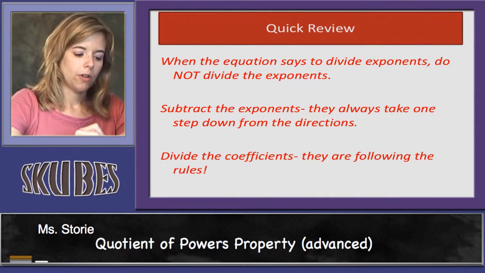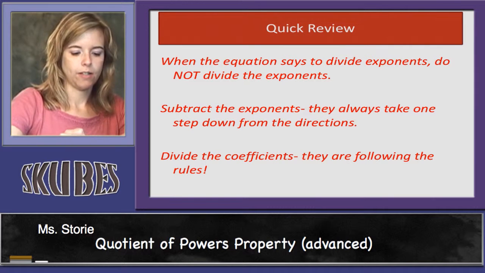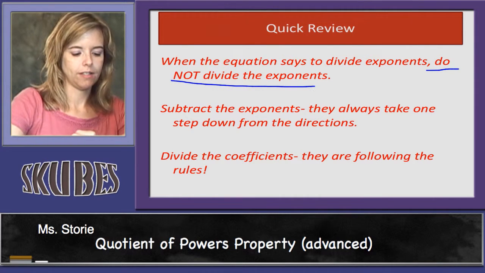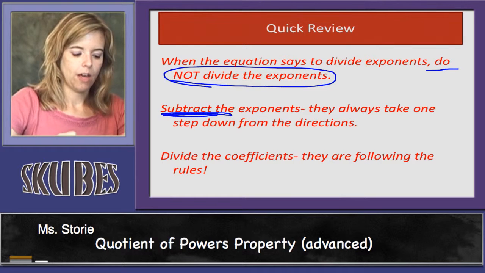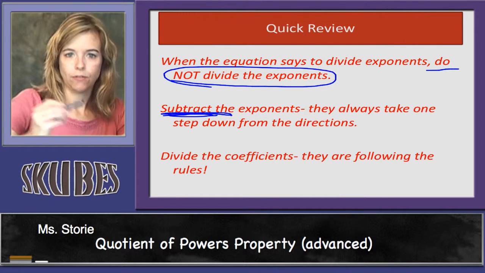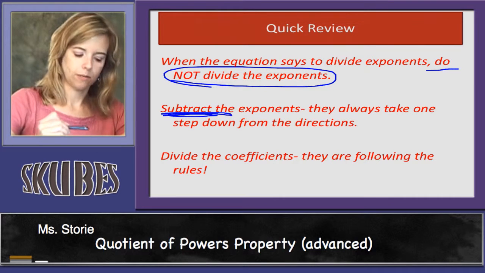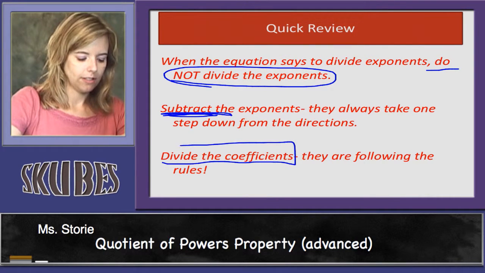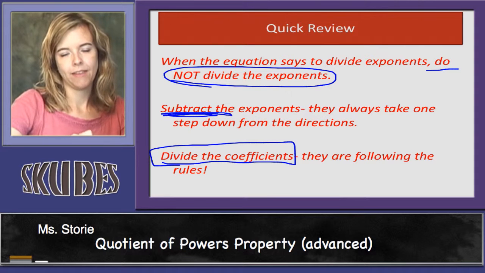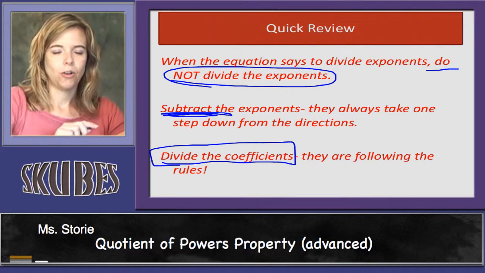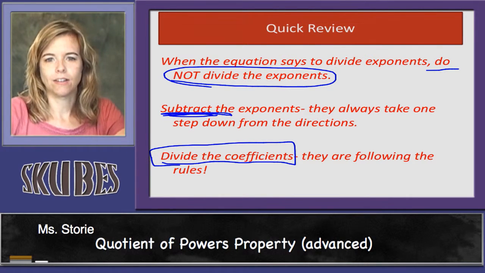Okay, as a quick review, when the equation says to divide exponents, don't divide the exponents. They live by different rules. You subtract them. They always take one step down from the direction. So if it's division, you actually go one lower in that subtraction. But the coefficients, listen, they follow the rules. So divide your coefficients and subtract your exponents. And that's it for our lesson on the quotient of powers property, a more advanced look.